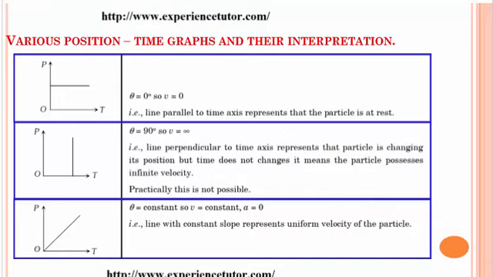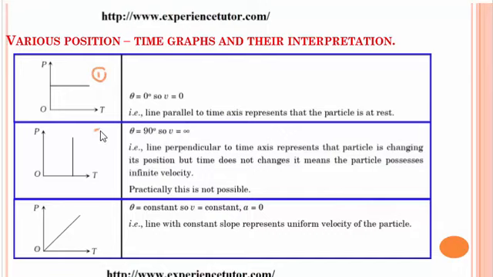Now we will study the various position and time graphs and their interpretations. First scenario. In the first figure, we can see theta is equal to 0 degree. So velocity v is equal to 0. That is, a line parallel to the time axis represents that the particle is at rest.